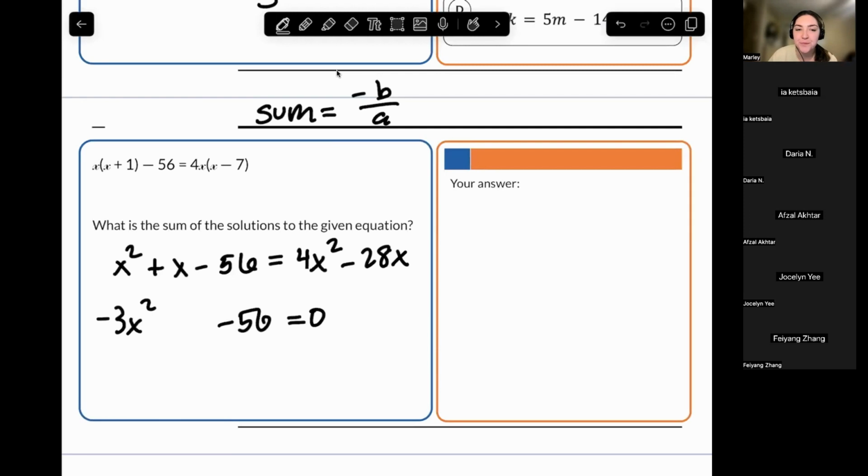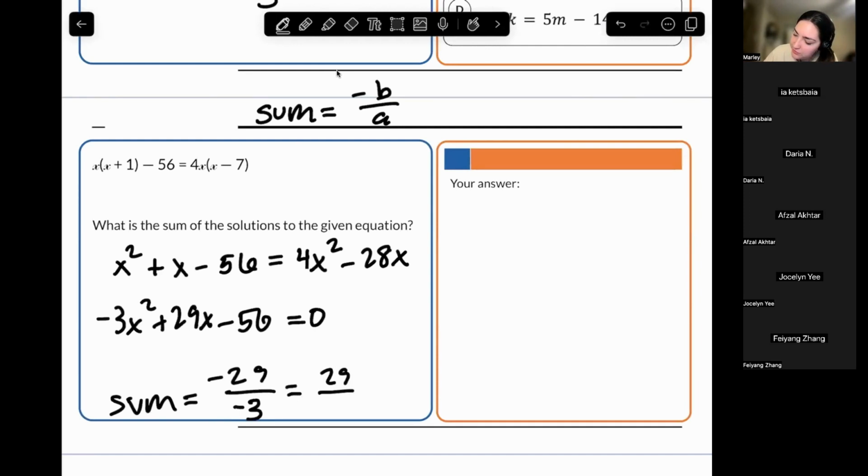Oh, so should it be 29x? Yep. Okay, my bad. So you're good, positive 29. So then it'd be negative 29 divided by negative 3. Yeah, so we'd have negative 29 divided by negative 3. We just have 29 over 3. If you plugged it into Desmos, we'll talk about that.